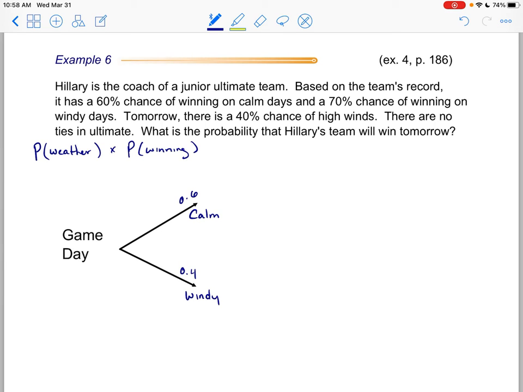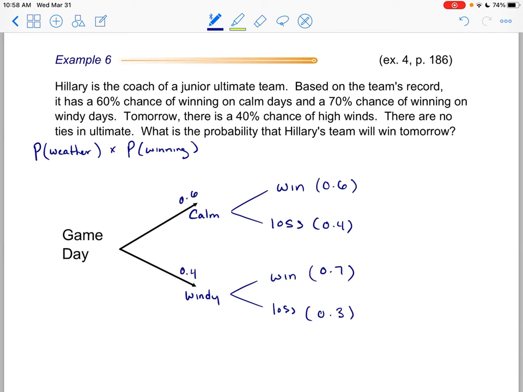So if it's calm weather, we have two more outcomes: a win and a loss. So the problem gives us that they have a 60% chance of winning on calm days, which means there's a 40% chance of losing. And for windy days, we also have a win and a loss. And then it says there is a 70% chance of winning, which means a 30% chance of losing.